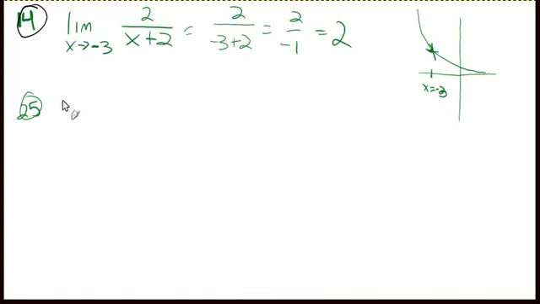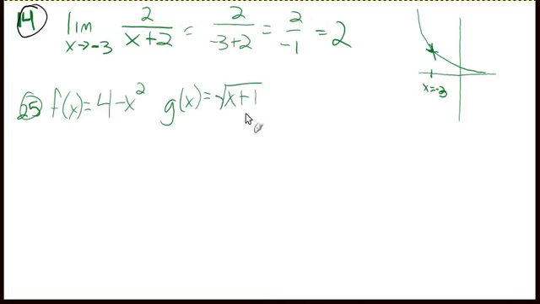25. f of x equals 4 minus x squared. g of x equals the square root of x plus 1. Part A says find the limit as x approaches 1 of f of x. And instead of writing f of x like they've written it, we're going to write the actual function f of x, 4 minus x squared.